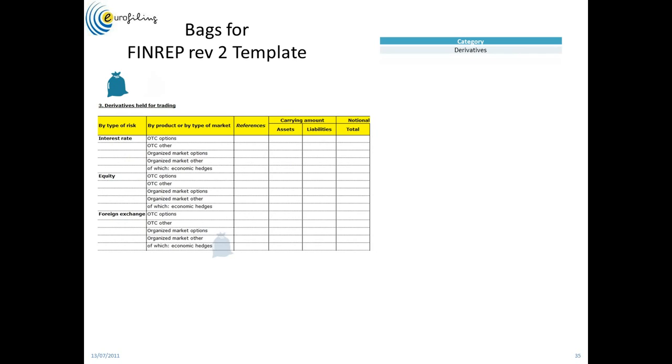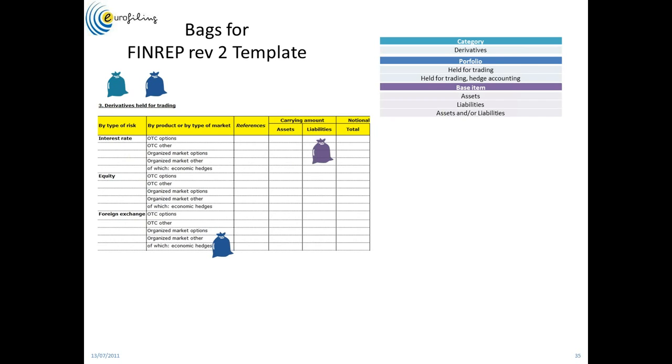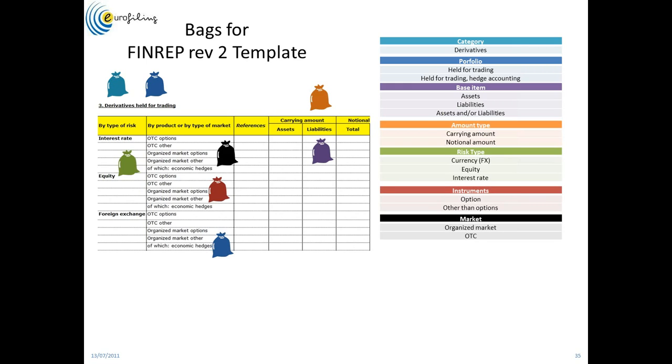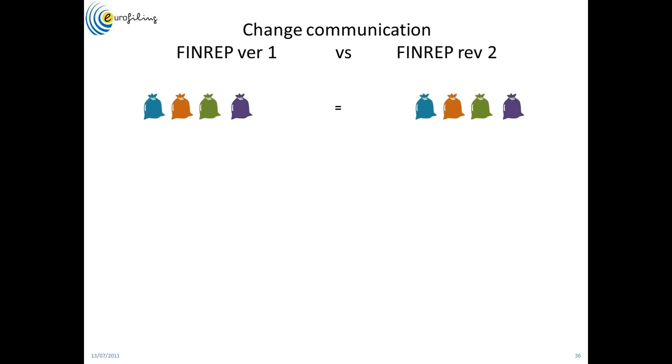So in the revised 2, we also have derivatives. However, we have a new portfolio, which is held for trading but hedge accounting. We have the same base items, same amount types, same risk types. We have fewer instruments, as you can see, and we also have a new breakdown, which is market. So actually, this model communicates the change between these two different templates.